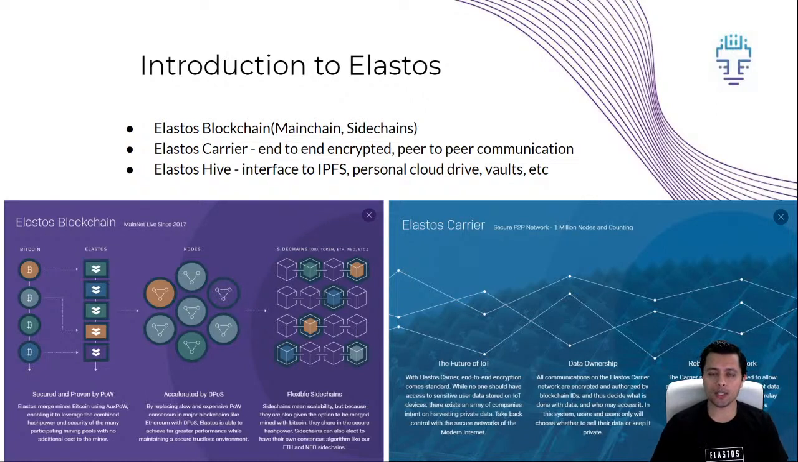And then there's also the token sidechain. There's a Neo sidechain that can run Neo smart contracts. Theoretically, we could have more sidechains in the future.